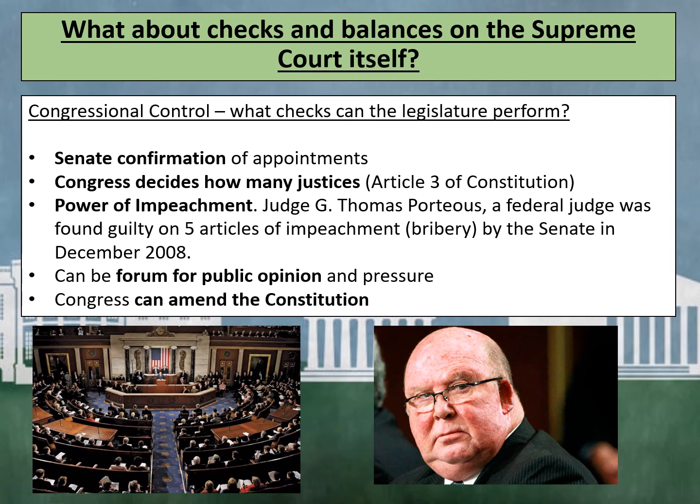For example, Judge G. Thomas Porteous was a federal judge who was found guilty on 4 articles of impeachment, which included bribery, by the Senate in December 2010. Congress can also be a forum for public opinion and pressure, which acts as a supreme check against the court. Congress can also amend the Constitution, which affects the Supreme Court's interpretation of it.